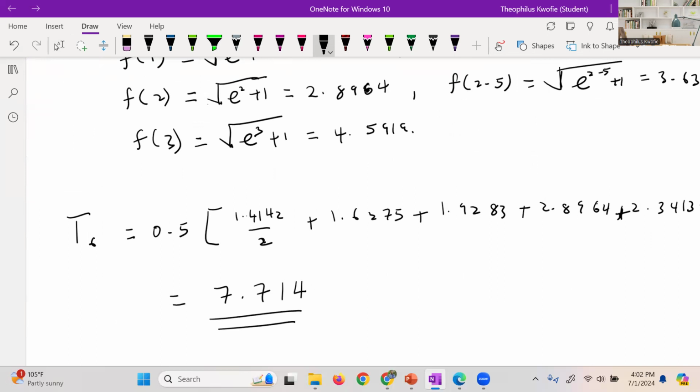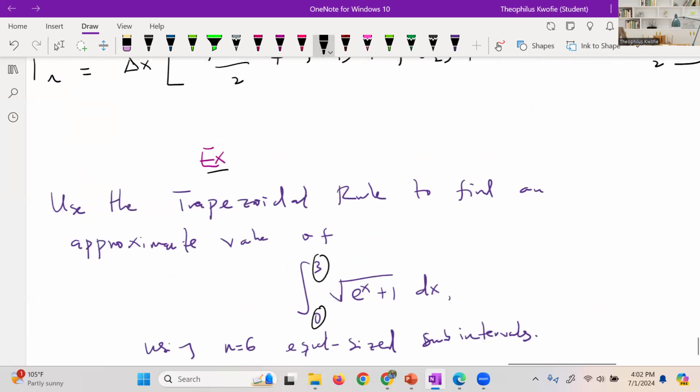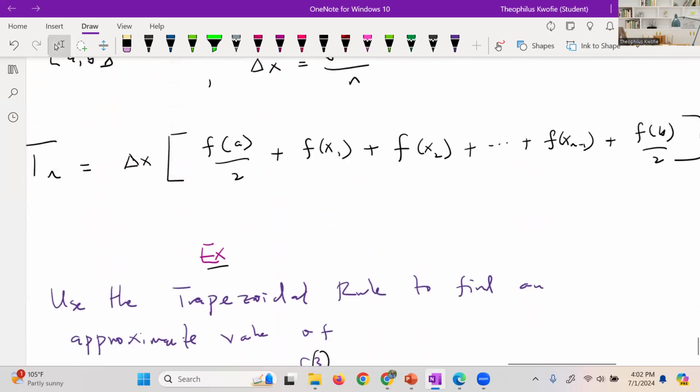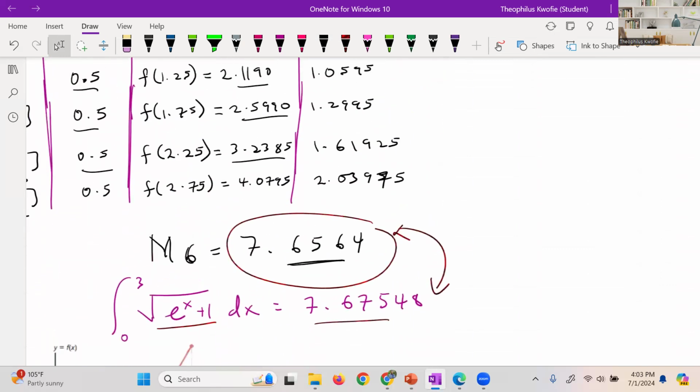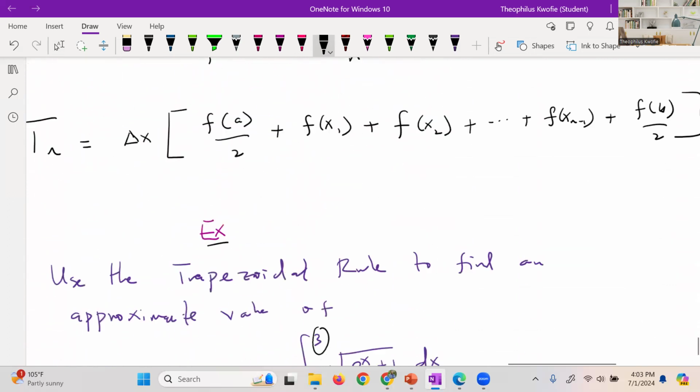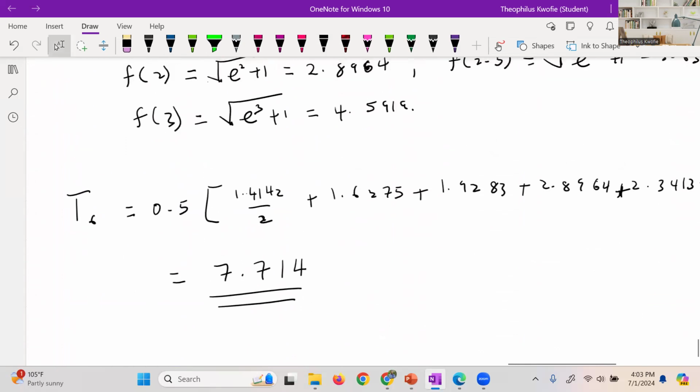This value is also very close to what we saw in our previous example of the definite integral problem, where we computed 7.67548. This is the exact value. But what the trapezoidal rule has given us is 7.714, which is just a little above the actual value, which is also not too bad.